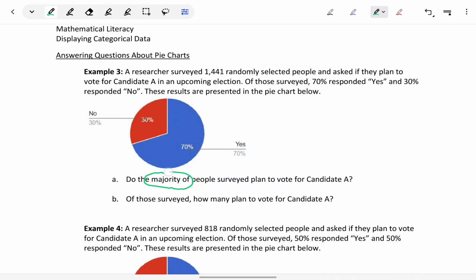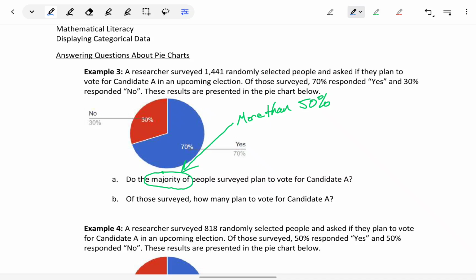This language about a majority is a very specific question. We need to make sure we understand what that's asking us. In order to have a majority, we need to have more than 50%. 50% itself is not enough for a majority. The result has to be larger than 50%.